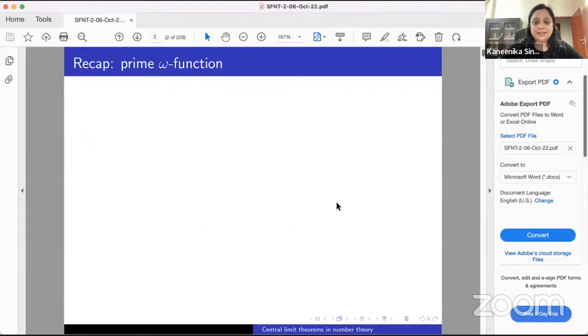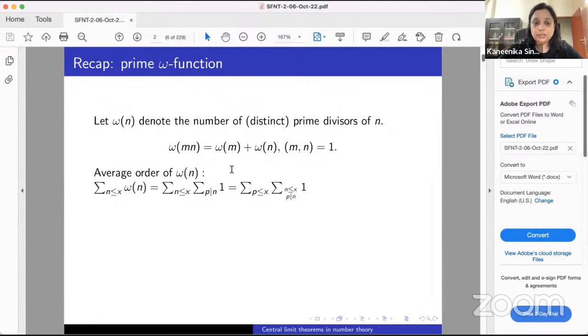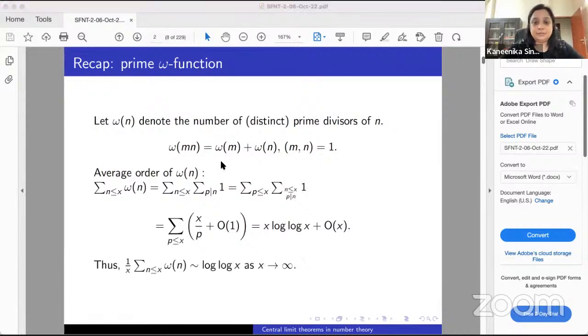A very quick recap of our last lecture. We had discussed central limit theorems in the context of this very beautiful function in number theory, namely the prime omega function. It counts the number of distinct prime divisors of n, and we saw some nice properties of it. It is an additive function, that's easy to see, and we saw how to evaluate the average order of omega of n. This tells us asymptotics about the mean value of the function omega of n, which leads to further more refined questions related to variance and higher moments.